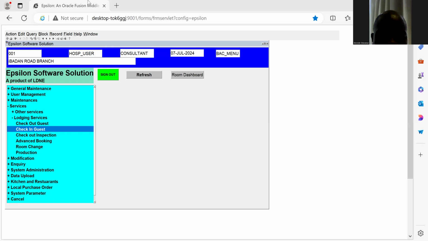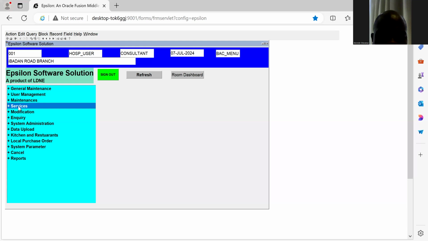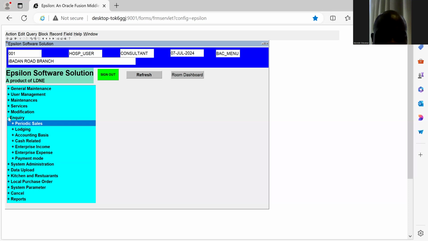And then we have inquiry that you can see. So I'm going to start from the inquiry to see what we have done in the system before the demonstration, so that we can also factor that in when we want to start seeing the report or our inquiry. So I'll start from this place called inquiry. This is one part of the inquiry. And we have inquiry that you can make on periodic sales, inquiry you can make on lodging, on accounting basics, on cash related, enterprise income, enterprise expense, and payment mode.